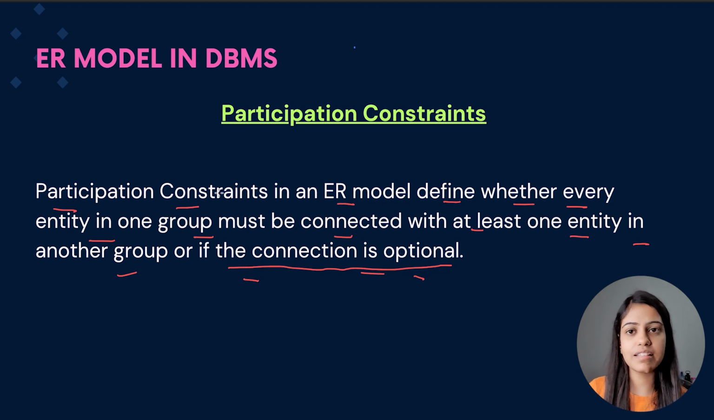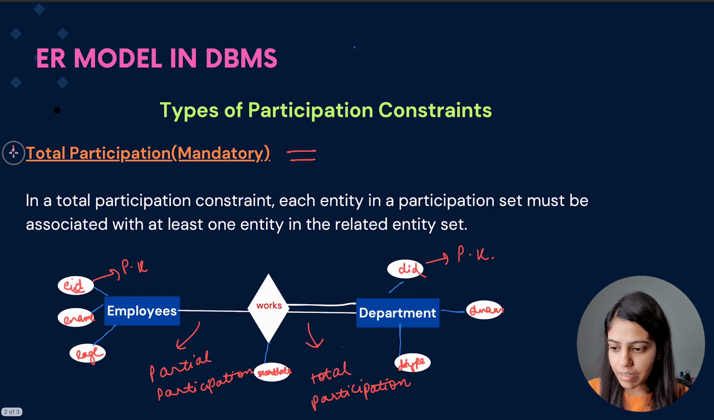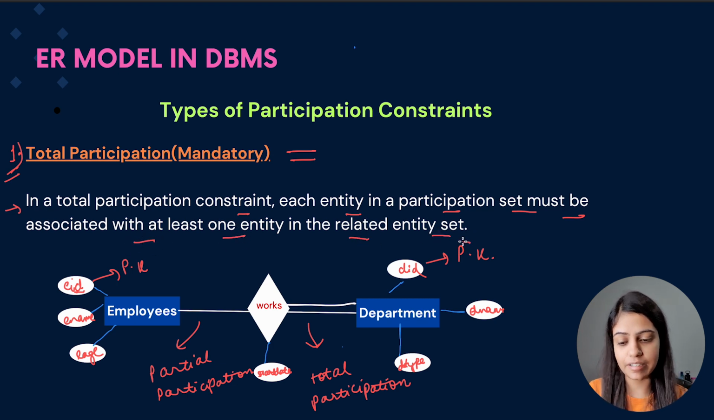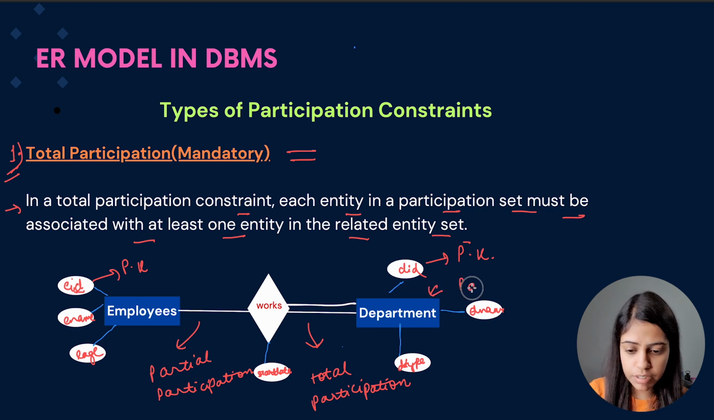So there are two types of participation constraint. One is total participation and the second one is partial participation. Partial participation is called optional, and total participation is the one in which an entity must be connected to another group. So must be connected is the total participation and optional is the partial participation. So let's learn about these two. The first is the total participation. So what happens in total participation? In total participation constraint, each entity in a participation set must be associated with at least one entity in the related entity set. So what it says is each entity in the participation set. So this is the participation set.